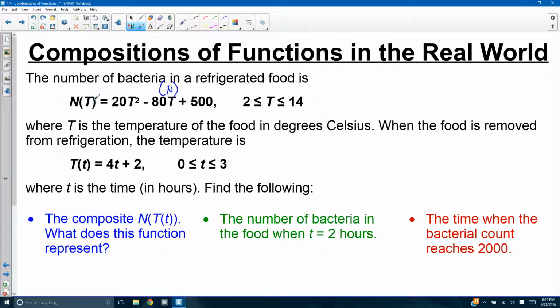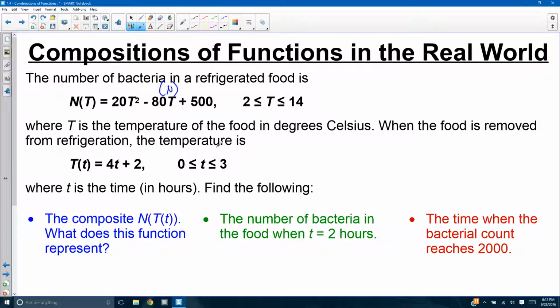That's kind of disgusting also when you think about it. A certain temperature for food will give you more bacteria. I mean, that seems like a lot of bacteria. I don't really know how much bacteria should be in food. I really hope none, but apparently that's not the case. When the food is removed from refrigeration, the temperature is this. So you have your temperature as a function of time, where it looks like if the time increases, the temperature of the food increases, and it's linear. If you take it right out at time 0, the smallest temperature you can get is 2. That makes sense because that's what the refrigerator can set it at for the coldest.